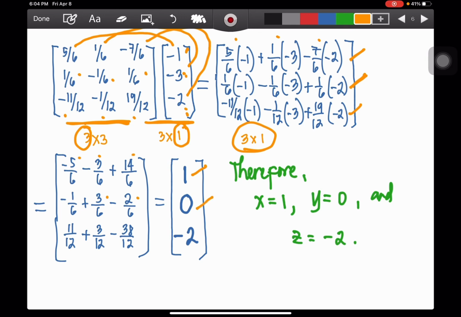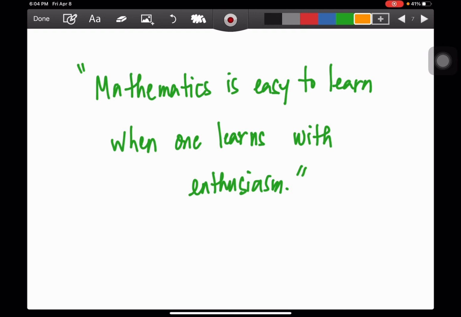And finally, we have row 3, that's 11 plus 3, 14 minus 38. And that would be negative 24 divided by 12, which is negative 2. Therefore, x is equal to 1, y is equal to 0, and z is equal to negative 2. So that is how we obtain the values of x, y, and z using the inverse matrix method in solving. Okay, so that's the end.